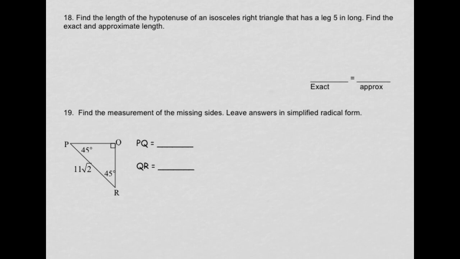Find the length of the hypotenuse of an isosceles right triangle. Okay, so we're talking about an isosceles right triangle. There's another word for that isosceles right triangle, right? It's a 45, 45, 90 that has a leg 5 inches long. Find the exact and approximate length. Remember, exact will have a radical, approximate will have some number.